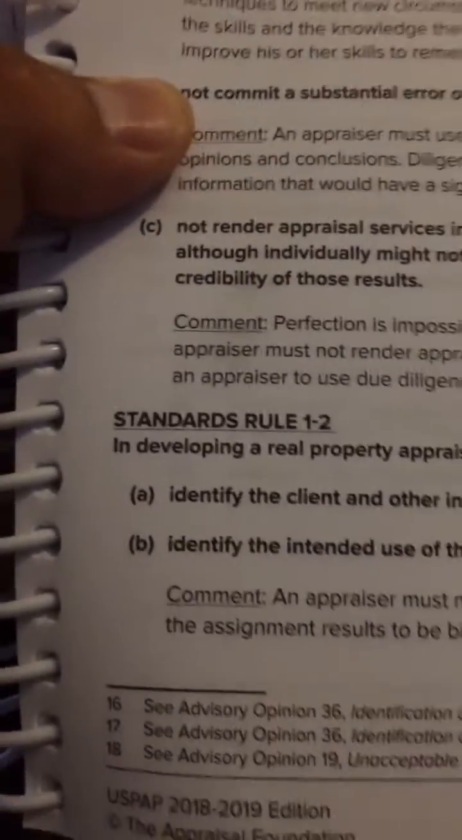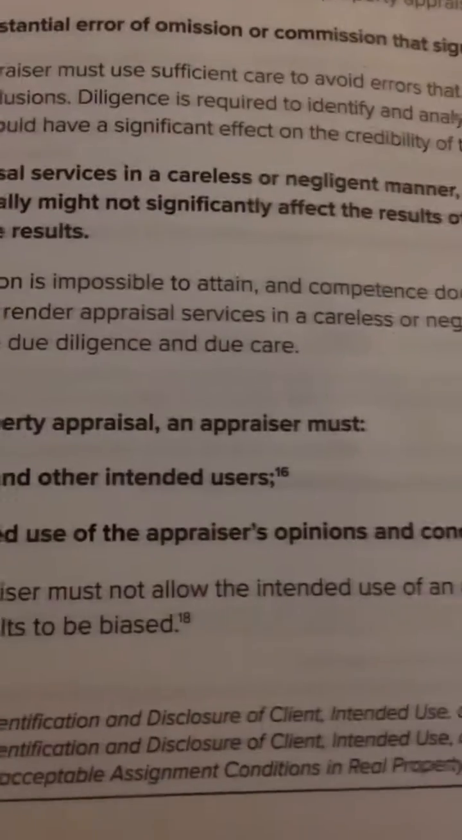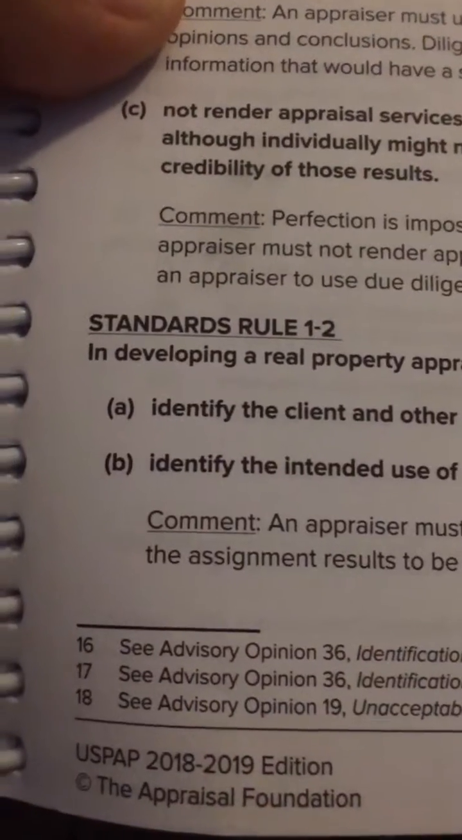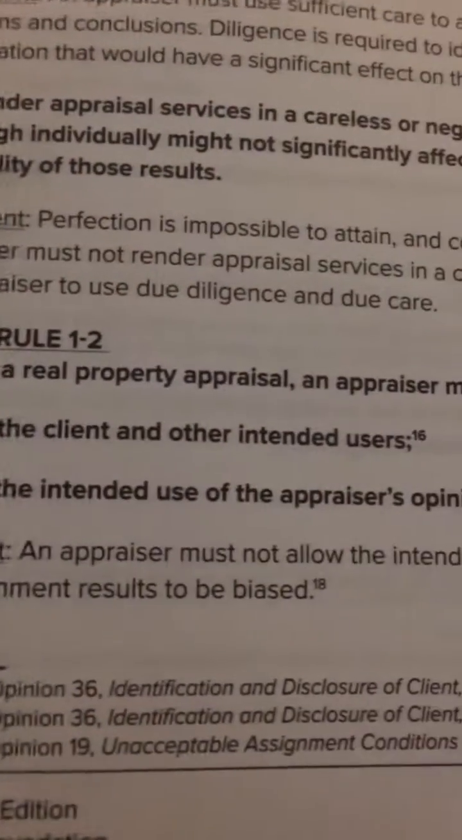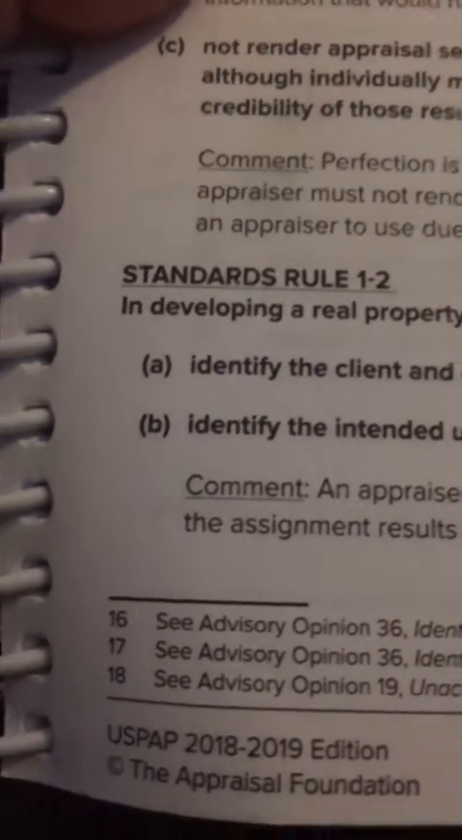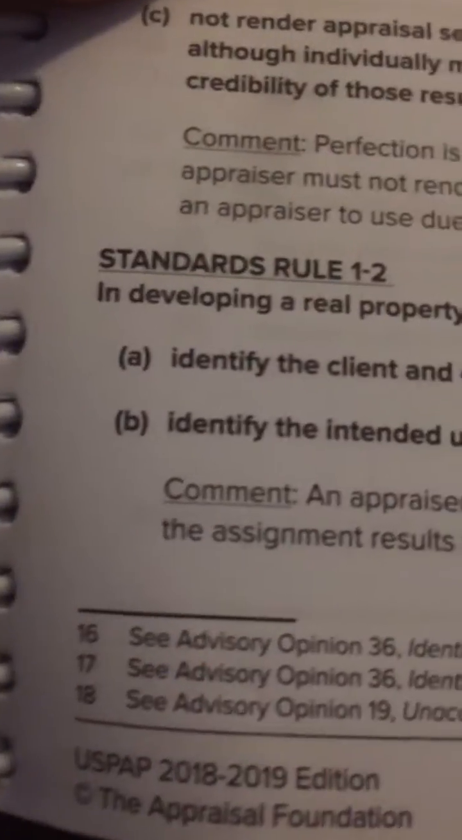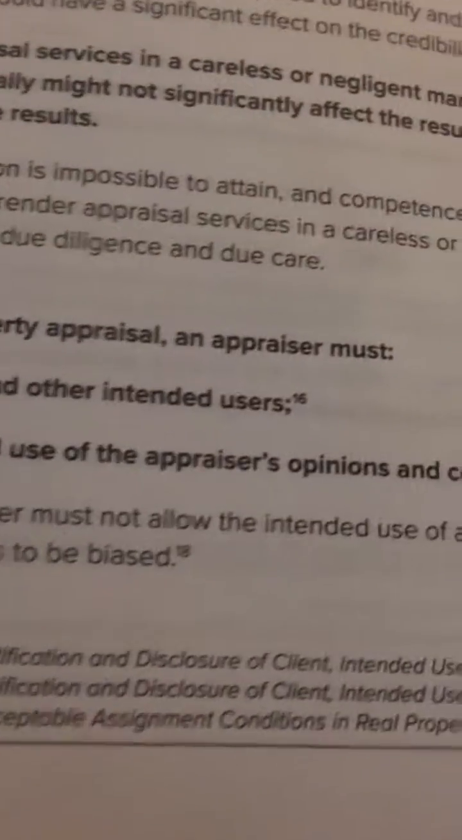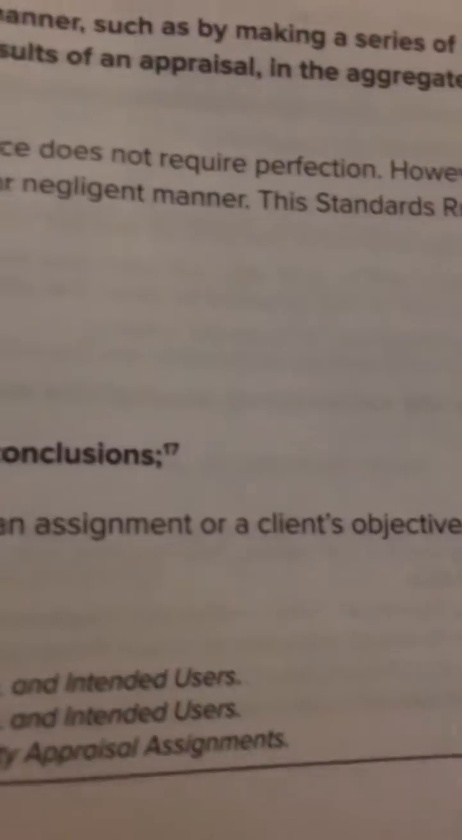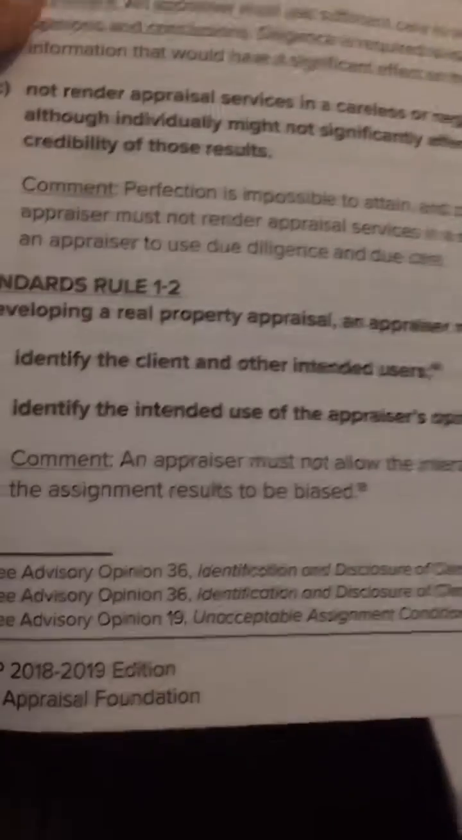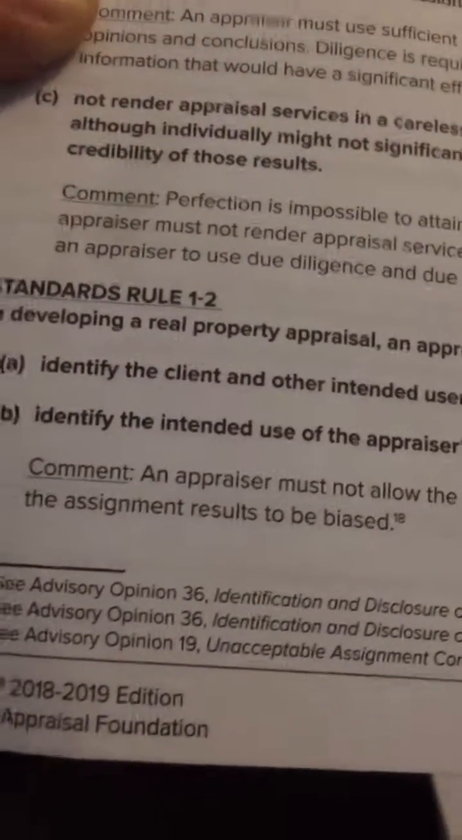Standards Rule 1-2. In developing a real property appraisal, an appraiser must: A. Identify the client and other intended users. B. Identify the intended use of the appraiser's opinions and conclusions. Comment. An appraiser must not allow the intended use of an assignment or a client's objectives to cause the assignment results to be biased.